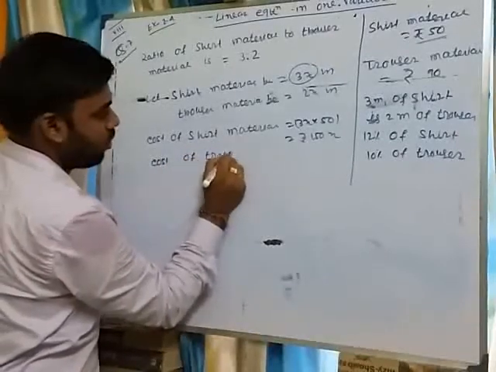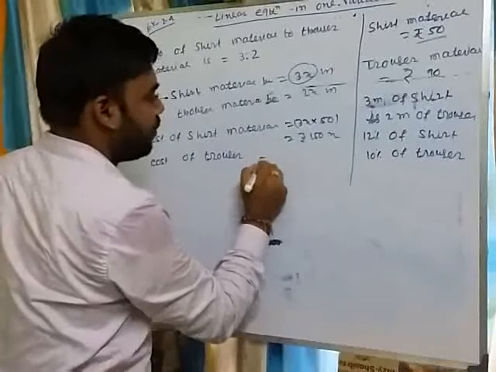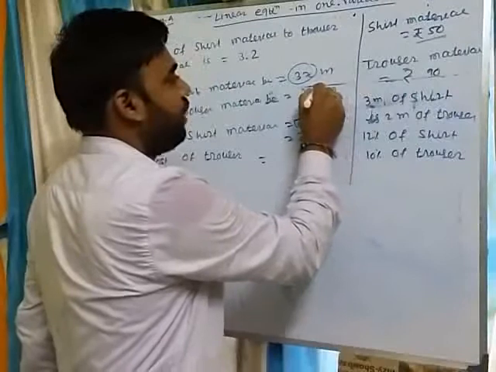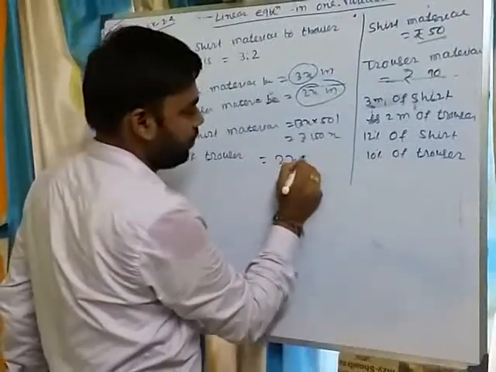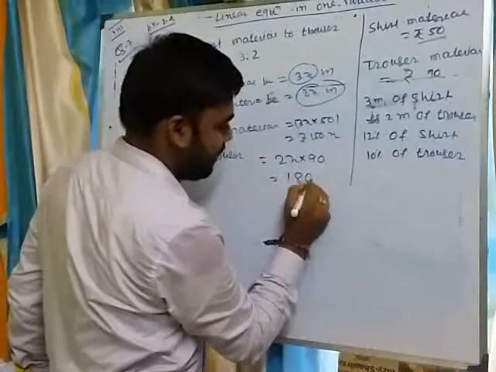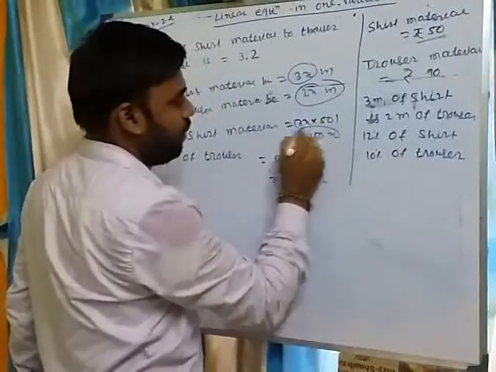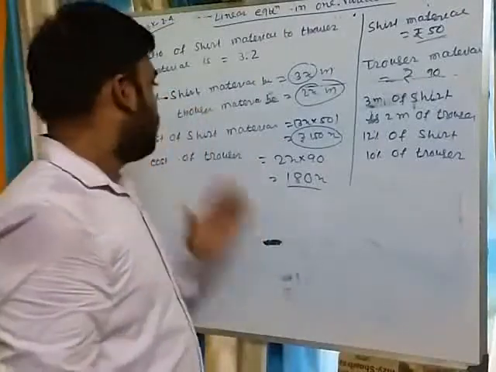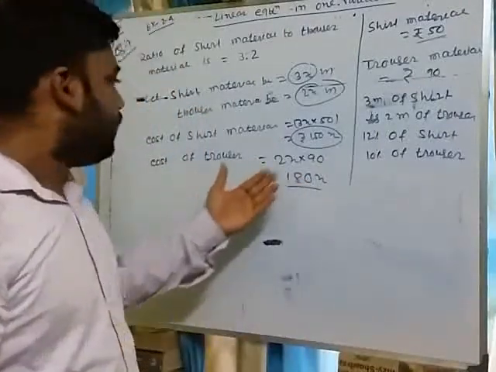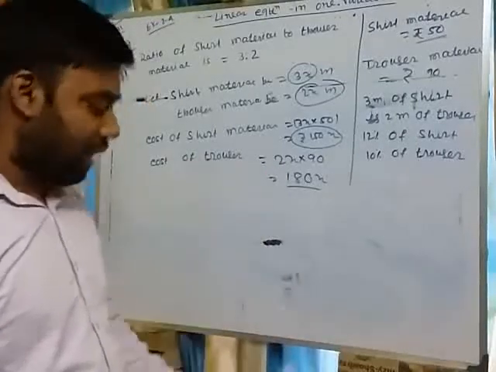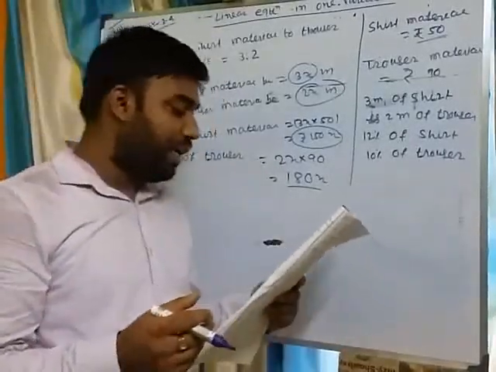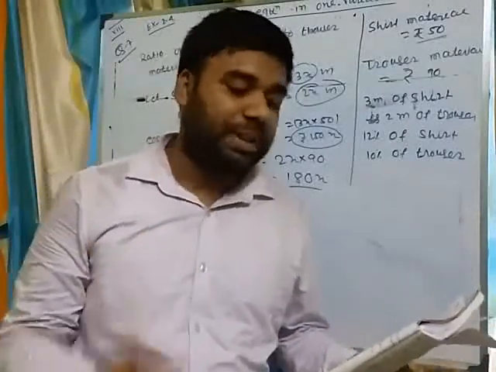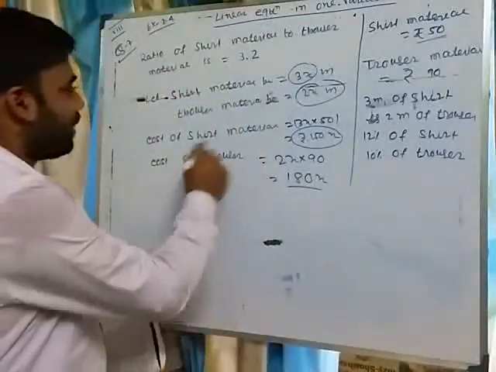And the cost of trouser material per meter is rupees 90, and 2x meter, that is 2x into 90, so 180x. That is the cost price. He spent rupees 150x for the shirt material and 180x for the trouser material. Now he sells these two materials at 12% and 10% profit respectively. Okay, so these are the cost prices.